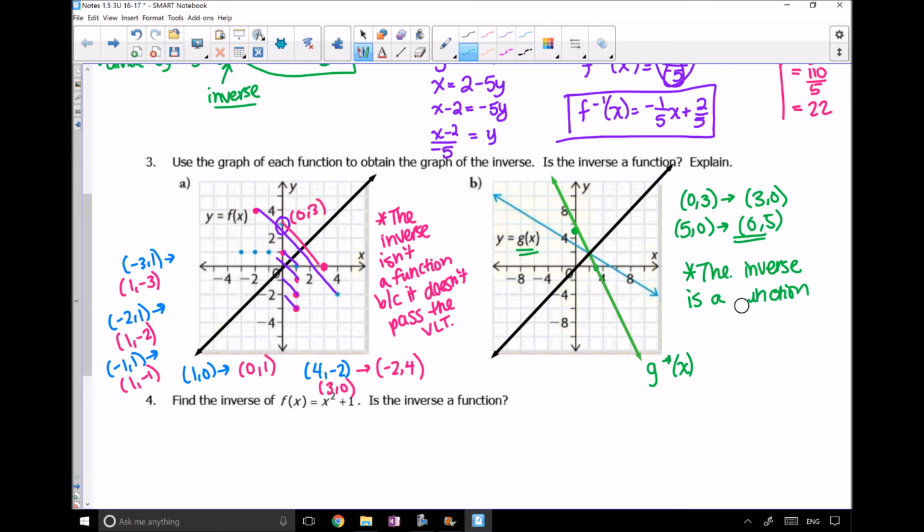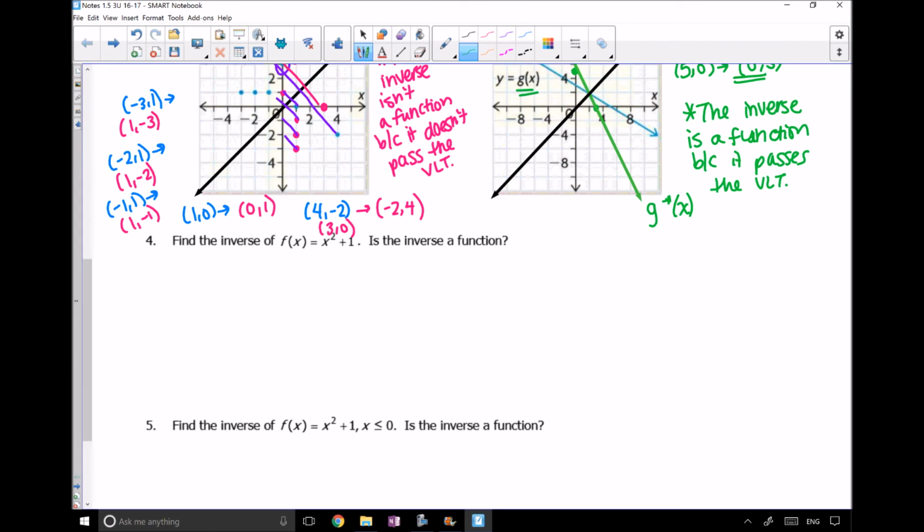Sorry, let's write this properly. The inverse is a function because it passes the vertical line test. Okay? All right, number 4, find the inverse of f of x equals x squared plus 1.